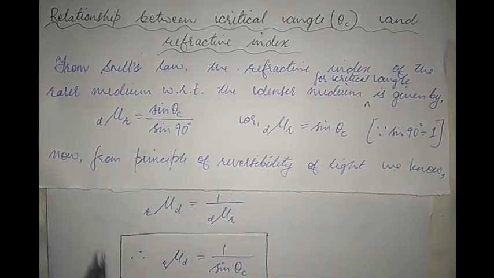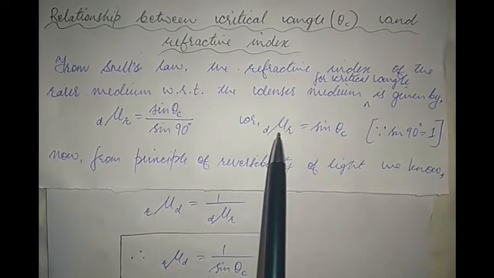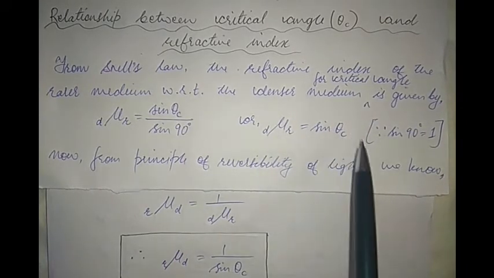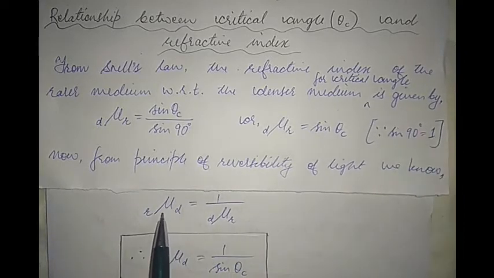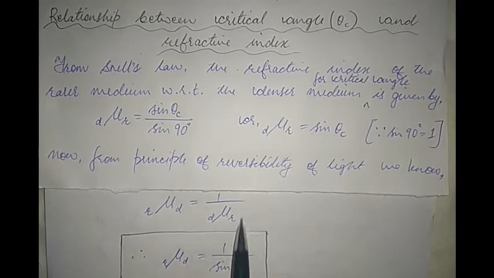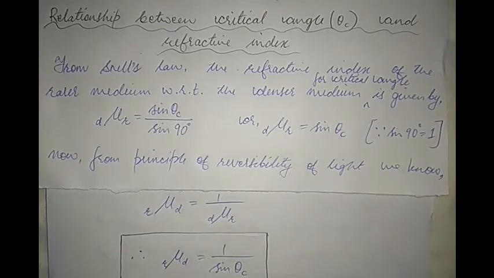Now sine 90 is 1. So the refractive index of the rarer medium with respect to the denser medium is equal to sine theta c. Now from the principle of reversibility of light, we know that the refractive index of the denser medium with respect to the rarer is equal to the reciprocal of the refractive index of the rarer medium with respect to the denser medium. Since this is equal to sine theta c, the refractive index of the denser medium with respect to the rarer medium is equal to 1 upon sine of the critical angle. So this is the relationship between the critical angle and the refractive index of the denser medium with respect to the rarer.